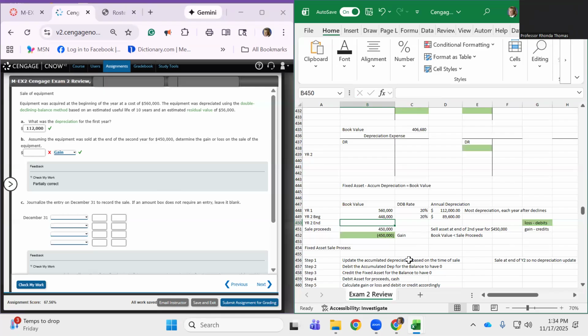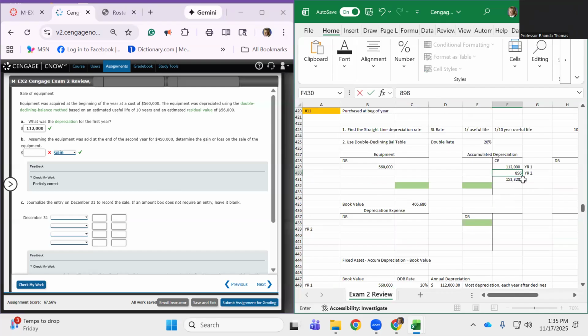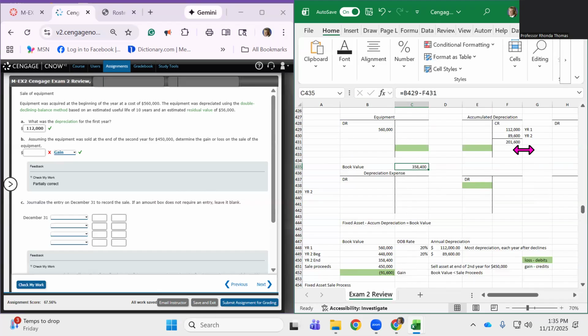So at the end of the first year, here is our book value. When we subtract 89,600, let's go up here and put 89,600. That means the book value is 358,400. Now we have a gain. It's still a gain, but it's not as much. So here is the book value at the end of year 2. After we have accumulated 201,600 of depreciation, the book value becomes 358,400. If we sell it for 450,000, we're going to have a gain. It's just a matter of us calculating it.